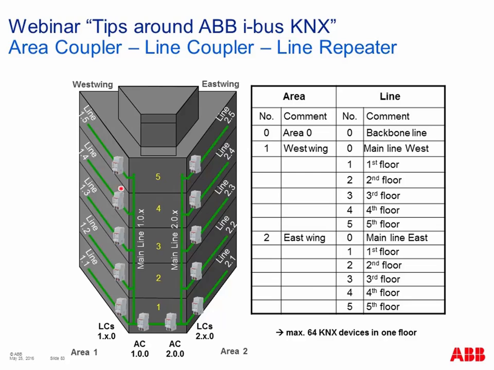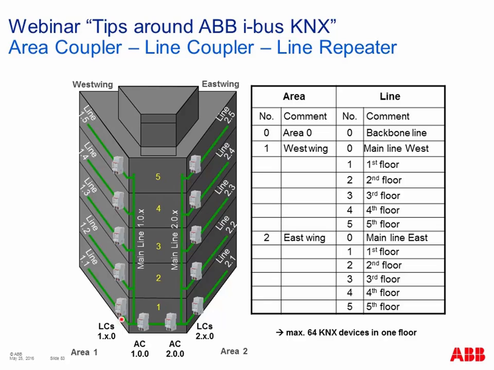Then we can say, okay, on the left side, maybe this is the west wing, this is my area number 1. And here, the east wing, this is, for example, my area number 2. So we create a topology with 2 areas, and we need 2 area couplers. Under one area coupler, we have 5 floors, maximum 64 devices per floor, so we install 1 line coupler per floor.